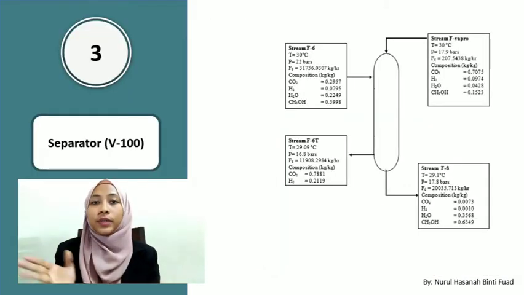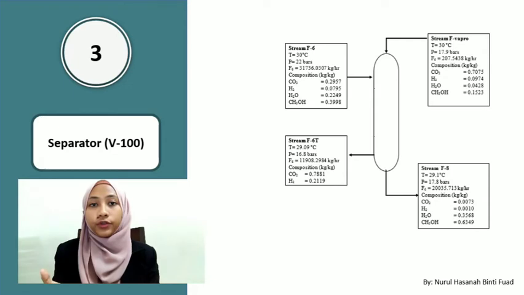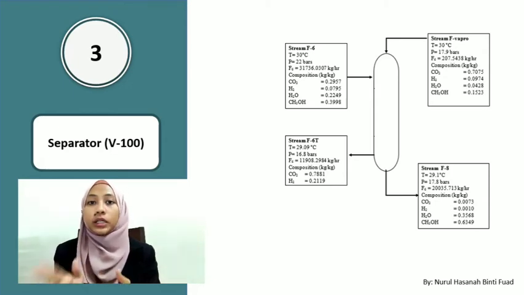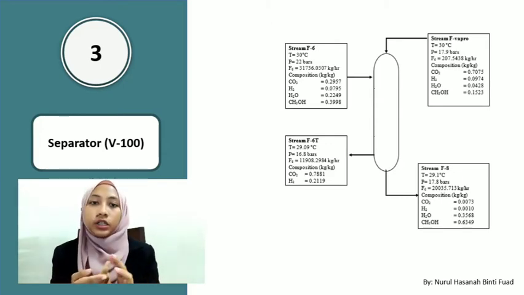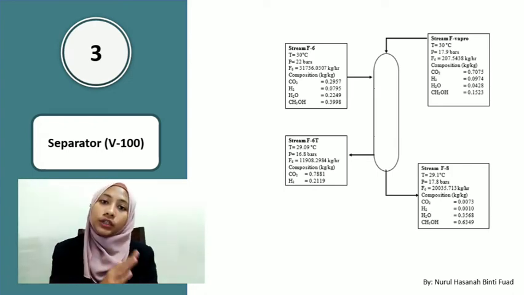Hi, I'm Hassana. My equipment design is about a separator for liquid vapor separation. My separator consists of 2 feed inlets which come from a reactor and are recycled from distillation column number 1. Then the vapor that separates from the liquid will be recycled back to the mixer.